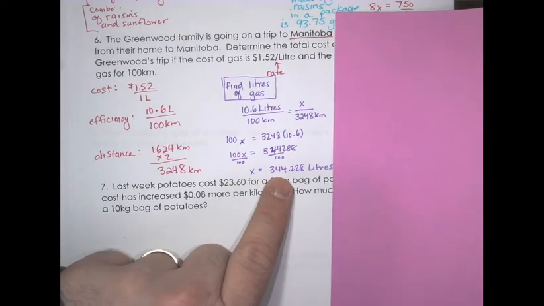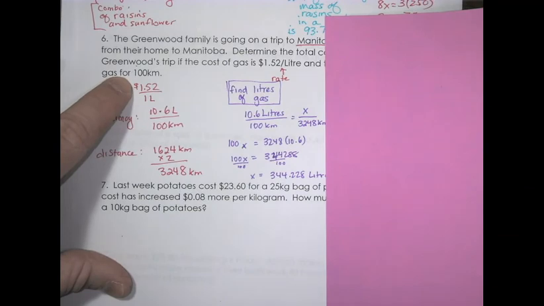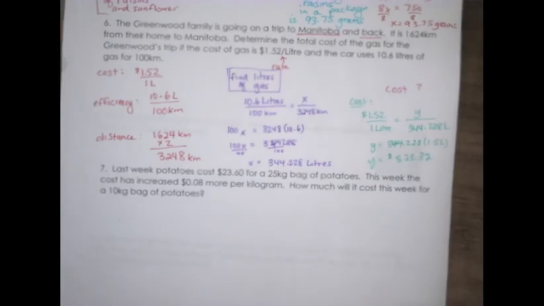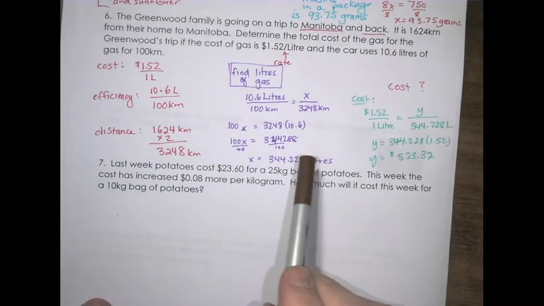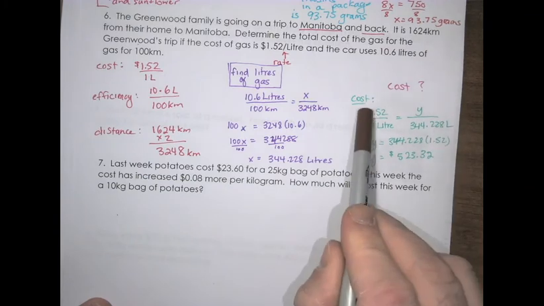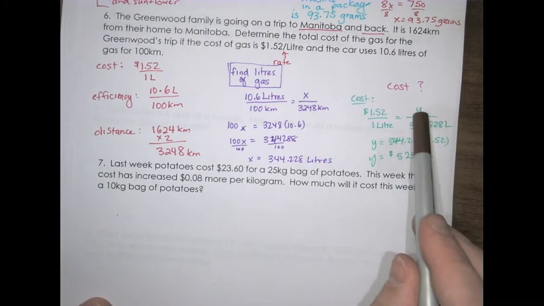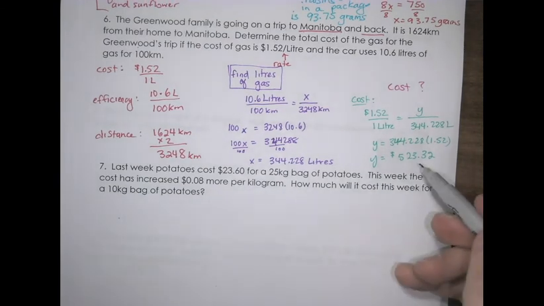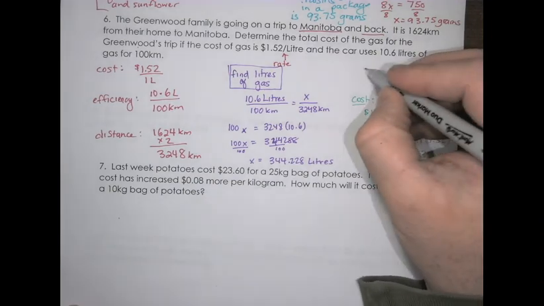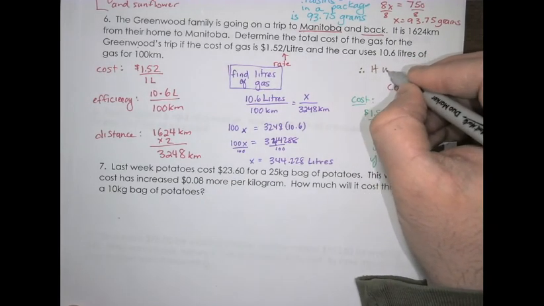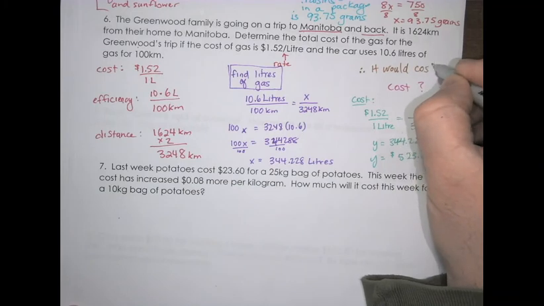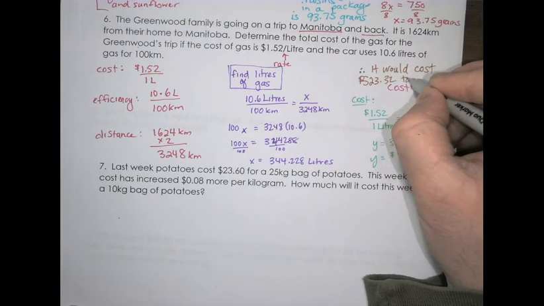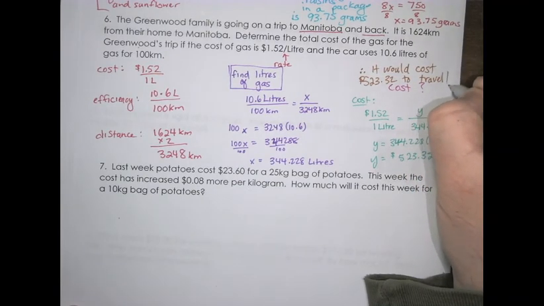Well, if I know my number of liters now, I can figure out how much it costs by using the second fraction. So I can compare the number of liters there, and it's going to cost me $1.52 per liter. And then I can figure that out. So it's going to cost me roughly just over $5, $523. There we go.